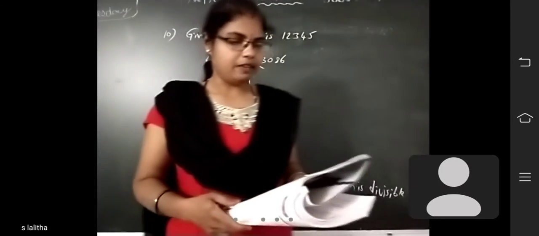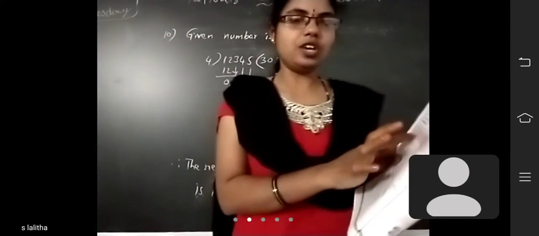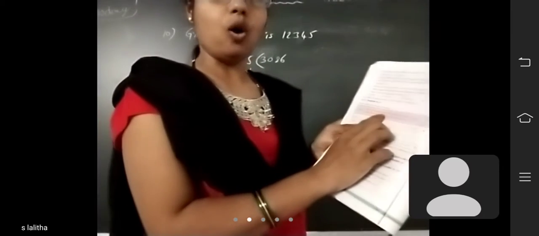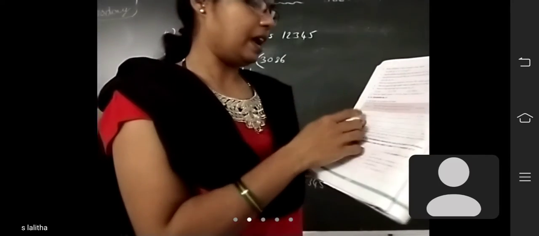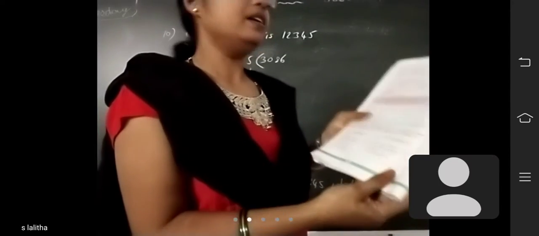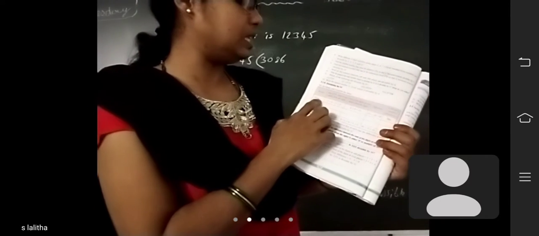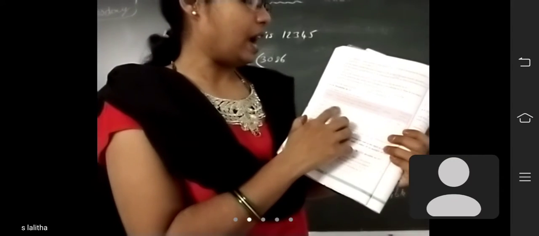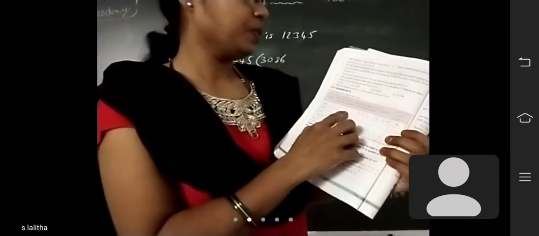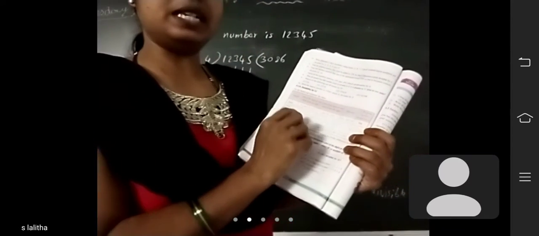Now see, children, page number 32, textbook. Divisibility by 11. Observe this table, children. Fill in the blanks and complete the table. So what is the number given? 29,843. Sum of the digits at odd places: from the right side onwards you have to add odd places, that means first place, third place, fifth place. First place is 3, third place is 8, fifth place is 2. So 3 plus 8 plus 2, how much? 13.